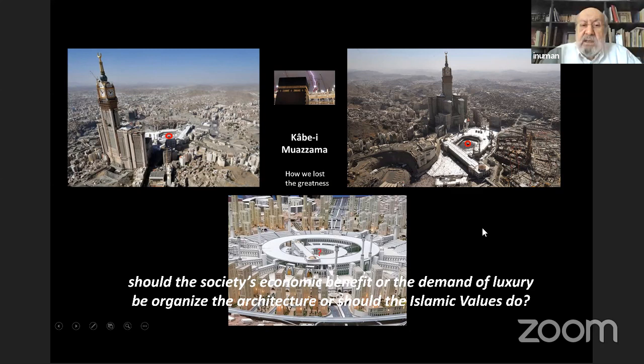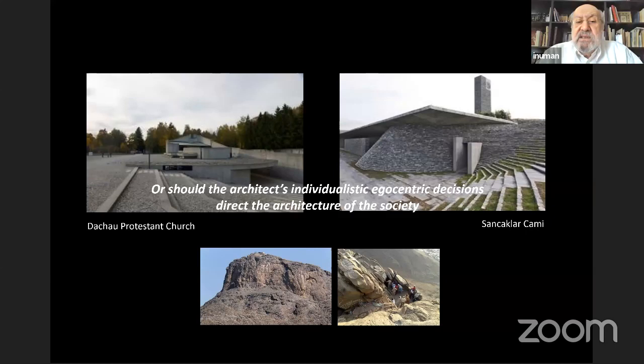Or should the architects' individualistic, egocentric decisions direct the architecture of the society? If so, the recent or the contemporary architects, like the architect of Sancaklar Camii in Istanbul, can get the ideas from a church and bring it and make it a mosque, direct copies of the church to the mosque. So is it so individualistic and egocentric? Should the Islamic buildings be designed like this?